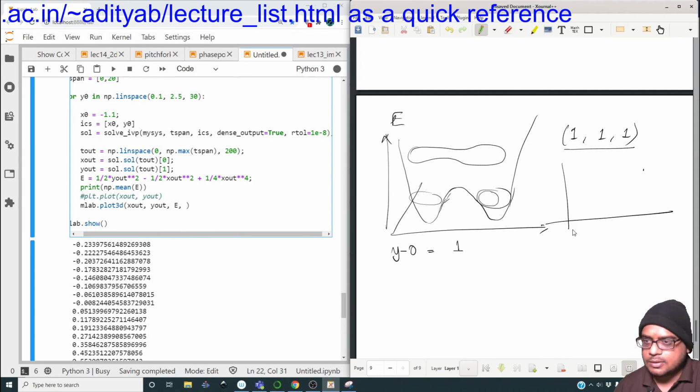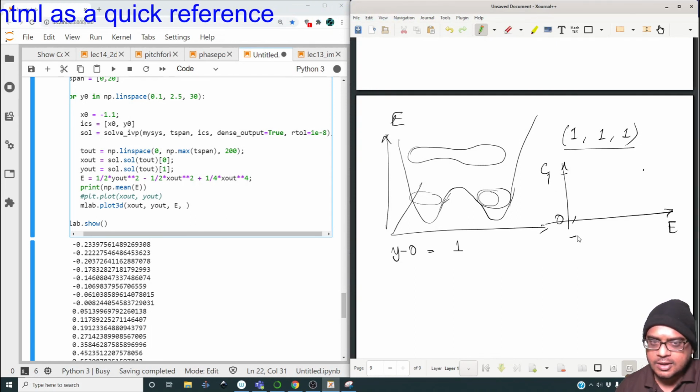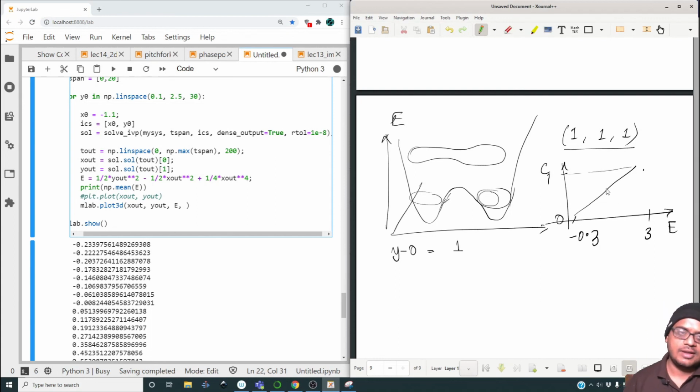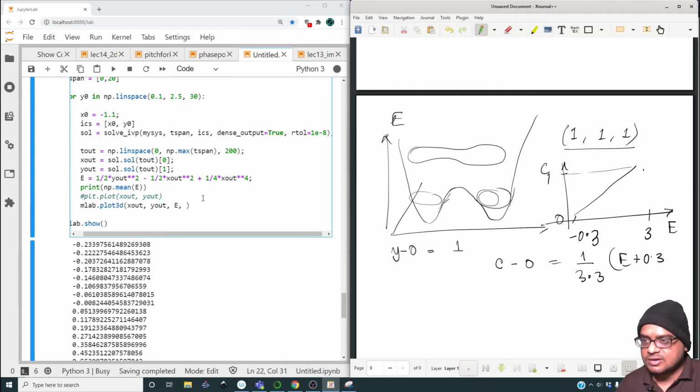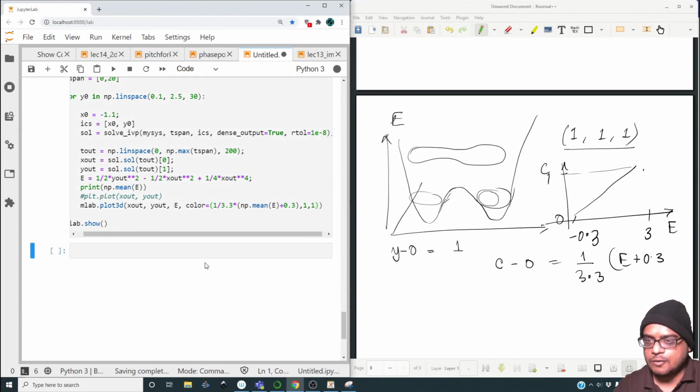So suppose this is the energy axis and this is the color axis. It has to go from 0 to 1 over here, and minus 0.3 to 3 over here. So we want a linear variation in color like this. So obviously C minus 0 will be 1 upon 3.3 times E minus of this, so E plus 0.3. So let us encode this color over here. So this will be color equals 1 upon 3.3 times np.mean of E plus 0.3, and the other colors we can keep as 1 and 1. Let's run this and see what happens.